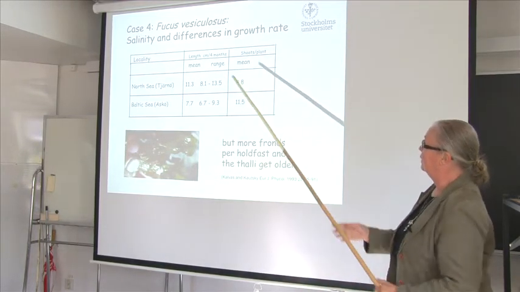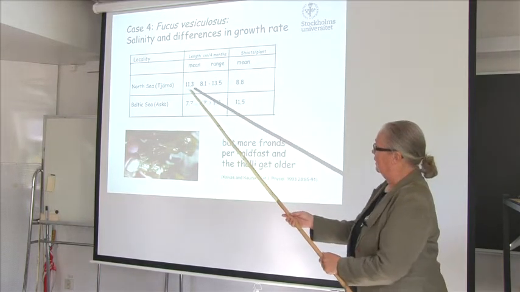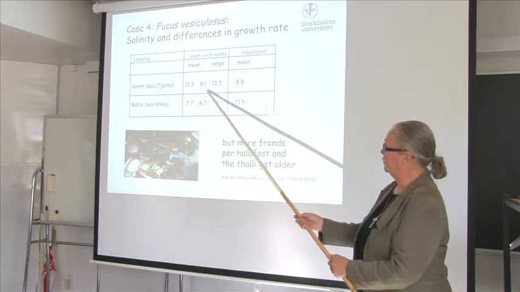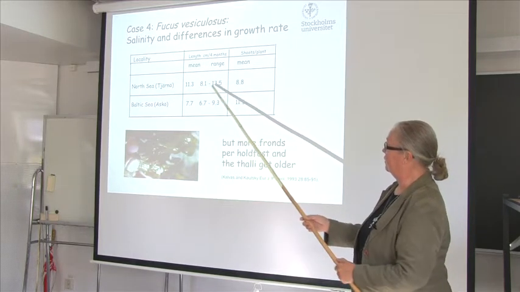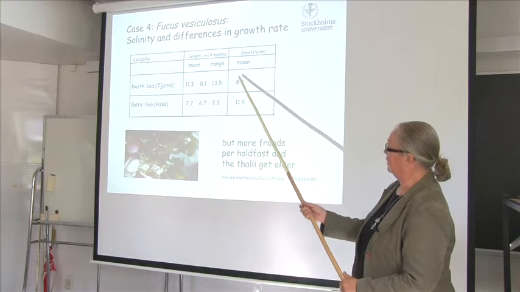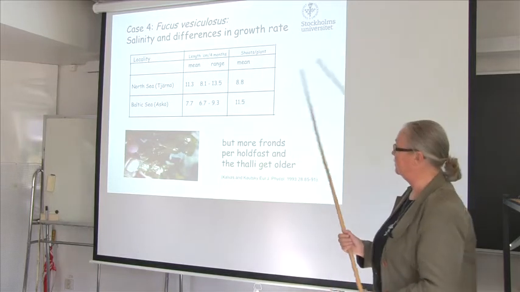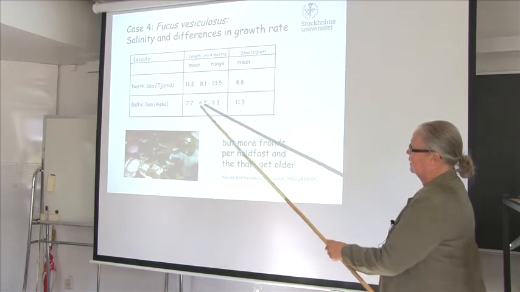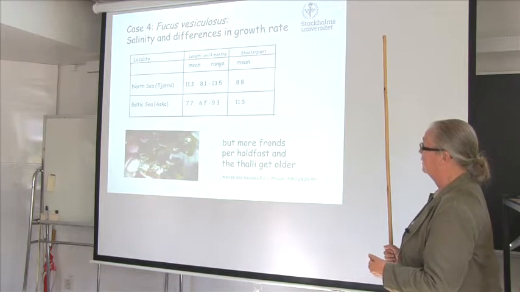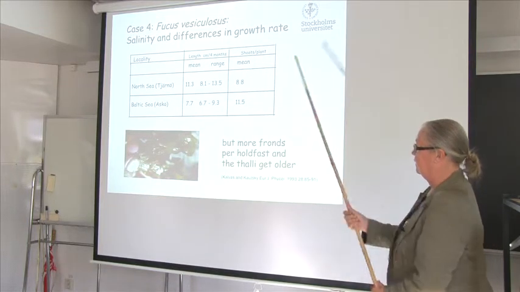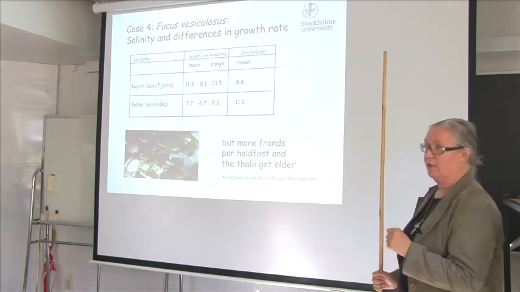We can see some differences in salinity and growth rate. If we look at vesiculosus, the most common species in the Baltic Sea, in the North Sea it has quite a large length growth per month, and not so many, 8-9 shoots coming out from each holdfast. They grow fewer centimeters per month for 4 months in the Baltic Sea, and they have more of these fronds coming out from the holdfast, and the plants in the Baltic Sea also get quite old.